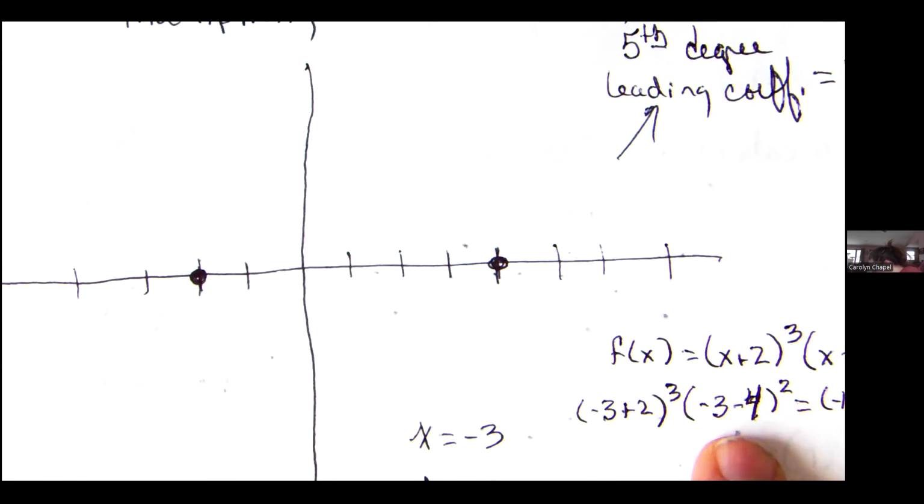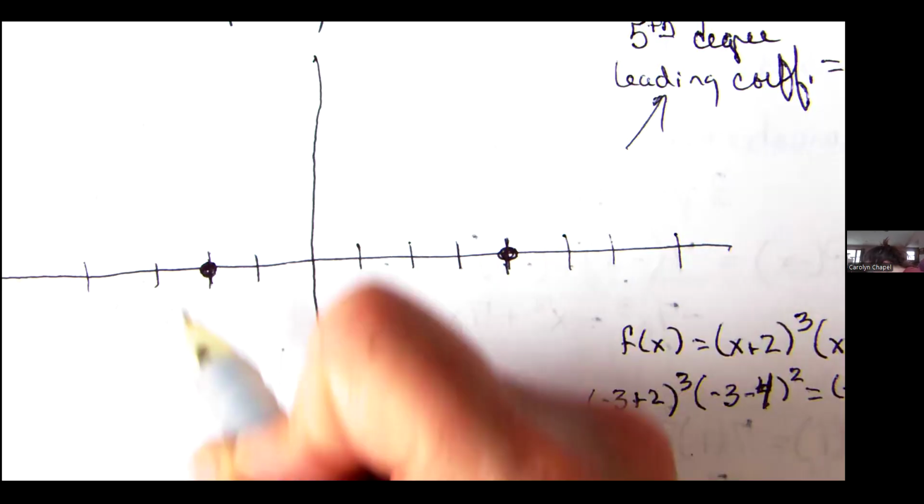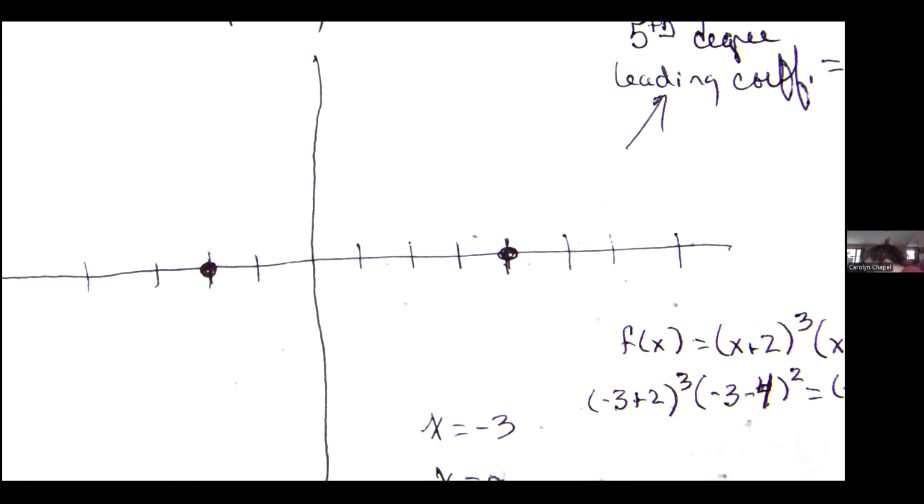And here we're going to have a negative 7 squared. So this is a negative 1, and this is 14. So this is going to give me a negative 14. So this would be the point negative 3, negative 14. And it's going to come down here.